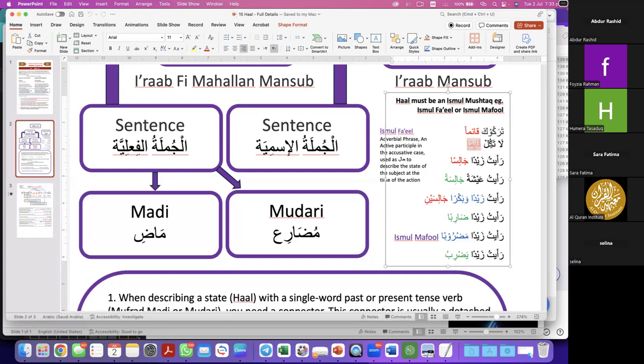So, tarakuka qa'iman. Yesterday we said something not right there, you remember? But I would like to ask you again, what is the Zul Hal of tarakuka? Can you tell me? Zul Hal of tarakuka. Okay, 2 answers coming. One is someone said hum, and one is ka. Which one do you think is right? You have to look at the meaning now. Taraku, they left. They left you in standing position.